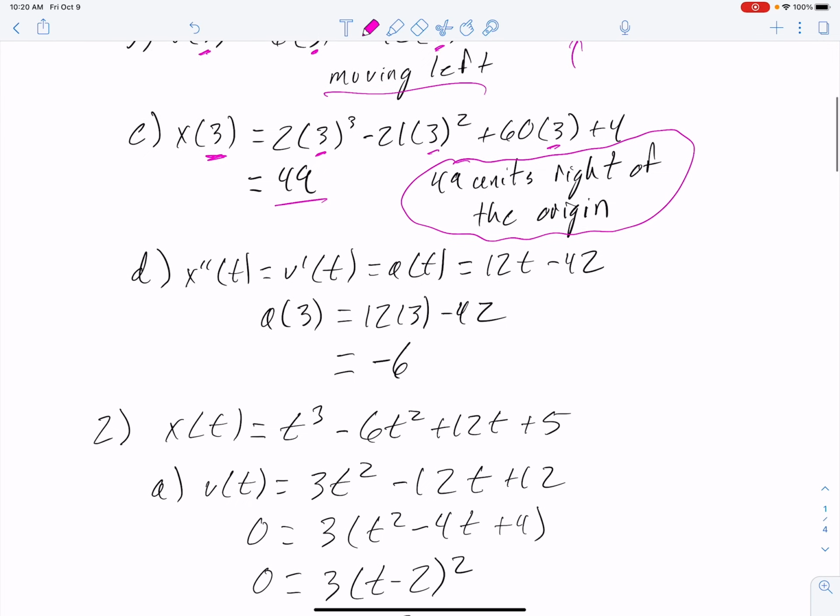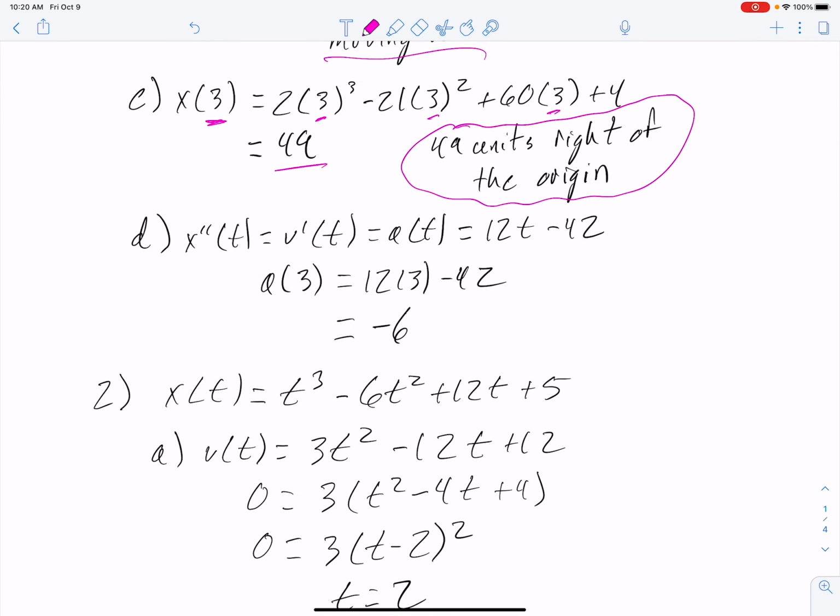Part D wants to know what acceleration is when t is 3. So whether you call it the second derivative of position, the first derivative of velocity, or just acceleration, basically I'm taking the derivative of the derivative, that gets me 12t minus 42. I substitute in, and I get acceleration as negative 6.